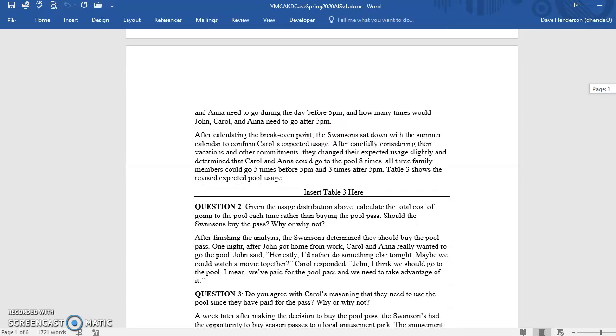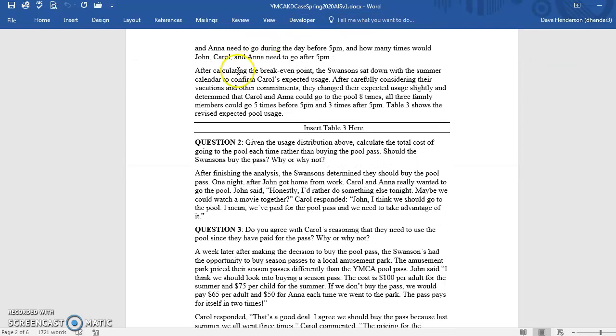So for now, I'm just going to go ahead and skip over. It would say, after calculating the break-even point, the Swansons sat down with the summer calendar to confirm Carol's expected usage. After carefully considering their vacations and other commitments, they changed their expected usage slightly and determined that Carol could go to the pool 8 times. All 3 family members could go 5 times before 5 and 3 times after 5. Table 3 shows the revised expected pool usage. Given the usage distribution in Table 3, calculate the total cost of going to the pool each time rather than buying the pool pass. Should they buy the pass? Why or why not?